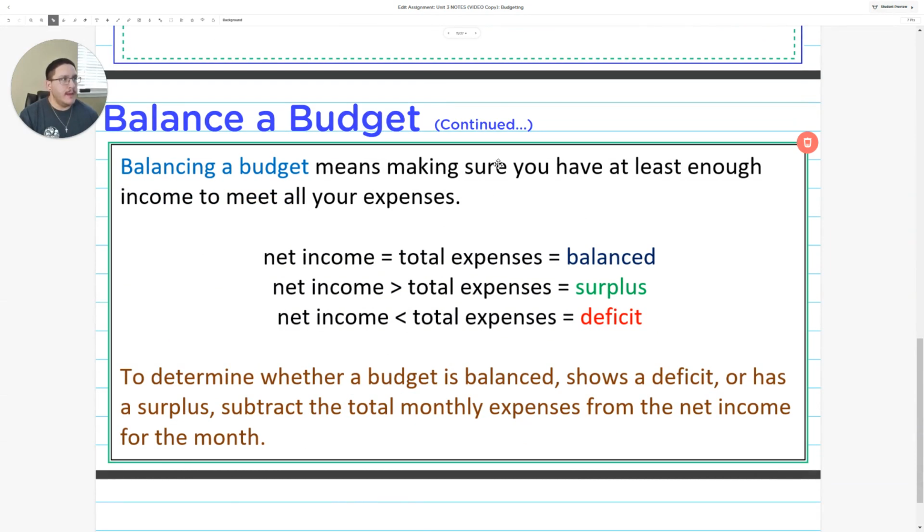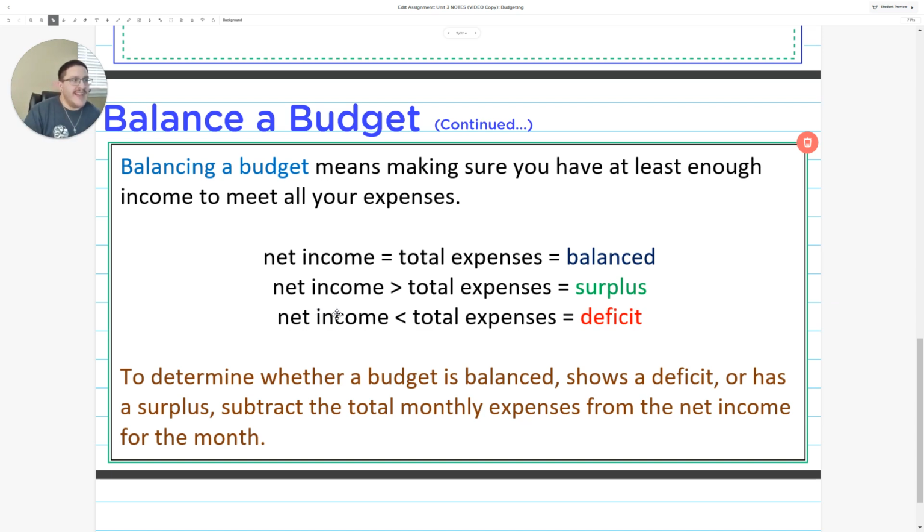Balancing a budget means making sure you have at least enough income to meet all of your expenses. We have three different things to keep in mind when balancing a budget. When your net income equals the total amount of expenses, that equals a balanced budget. When your net income is greater than your total expenses, you will have a surplus, meaning you'll have some extra money that you can choose however you want to use for your wants, your savings, or maybe you could pick up another need, quote unquote, to add to your expenses.